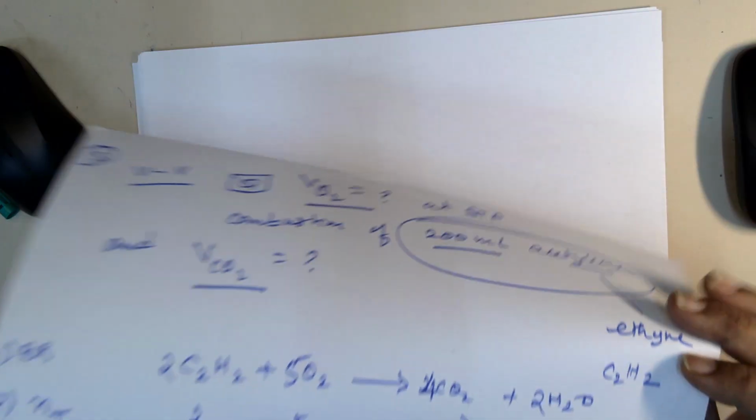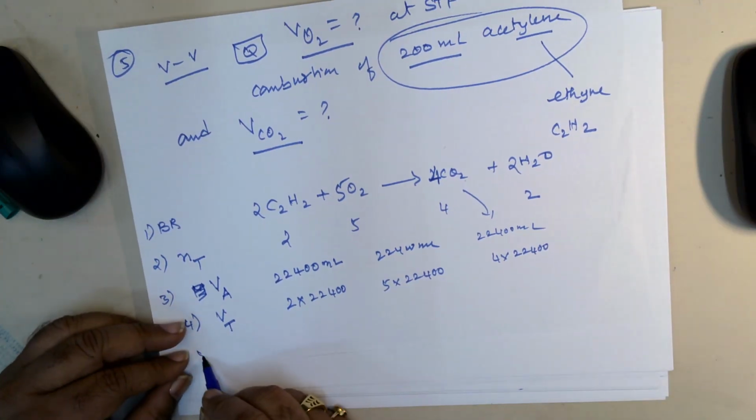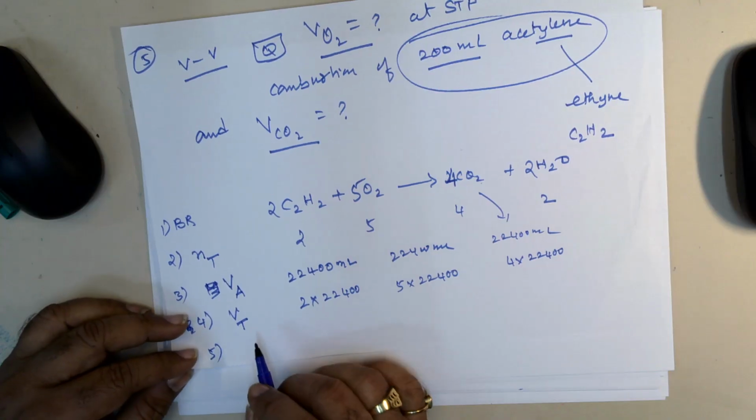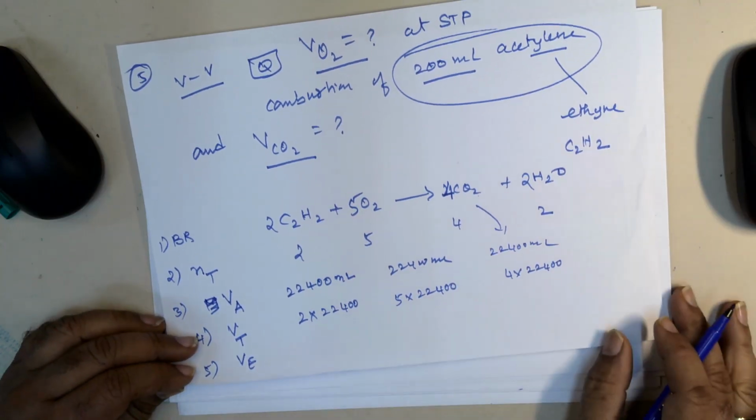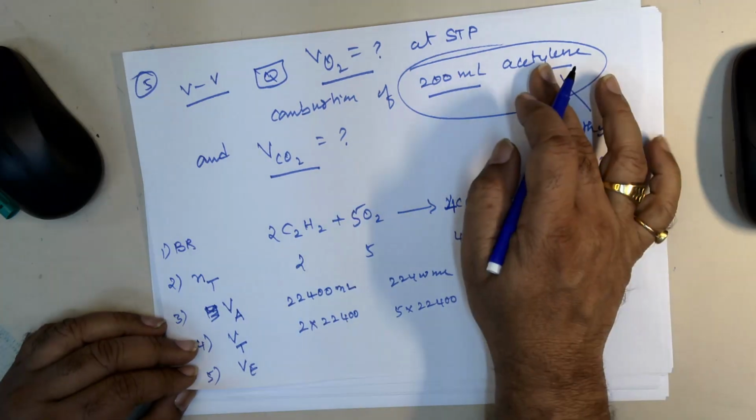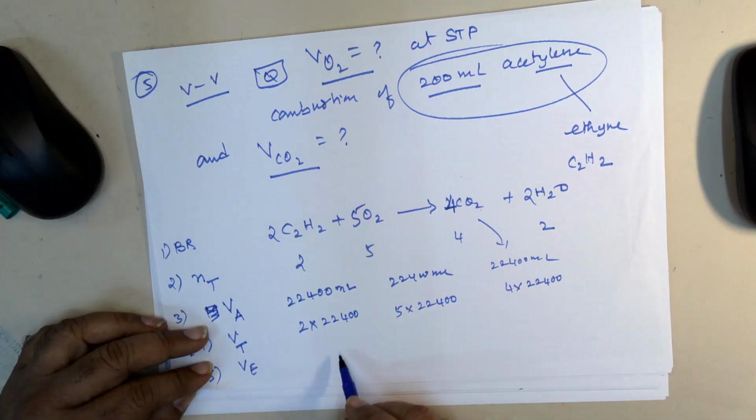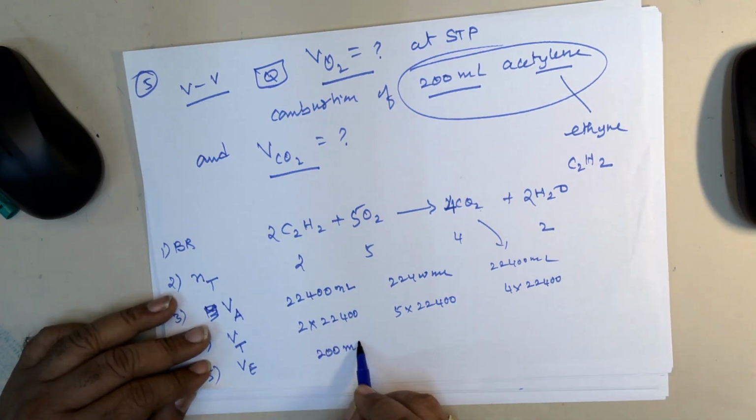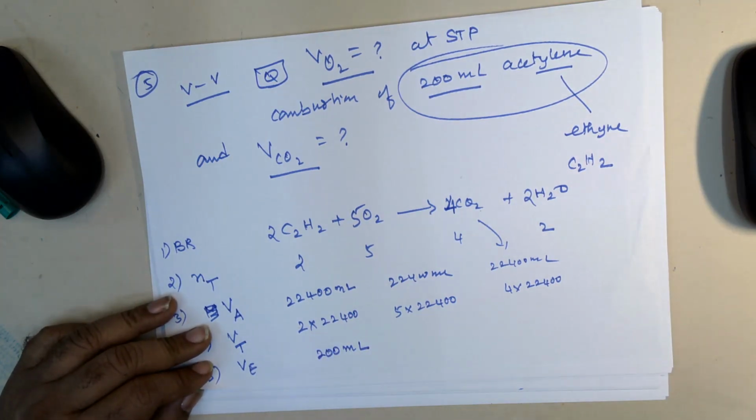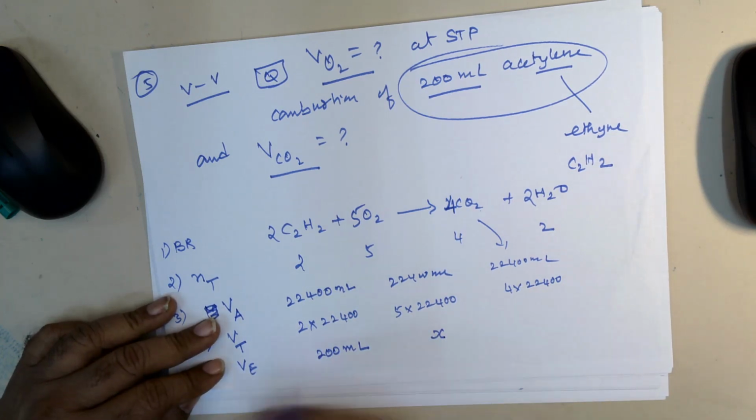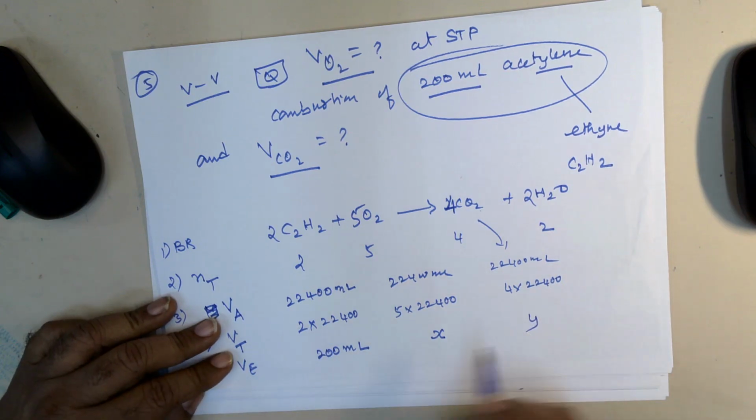Okay. So now we have the given volume. What is the given volume? That is experimental volume. What is the experimental volume? 200 ml of acetylene, right? So put 200 ml. Now what are asked here? Oxygen. Put oxygen X and the carbon dioxide, put Y. Are you able to follow? Yes. Okay. So what you can do?